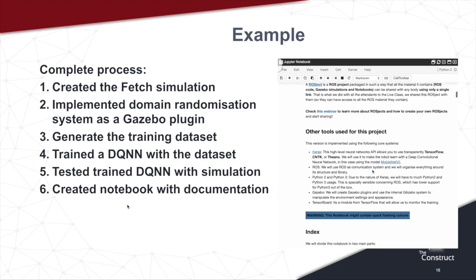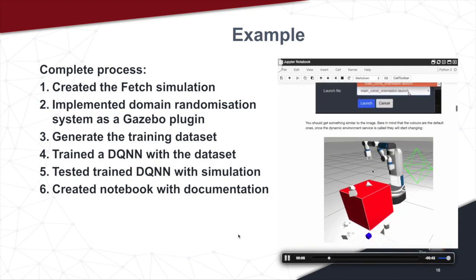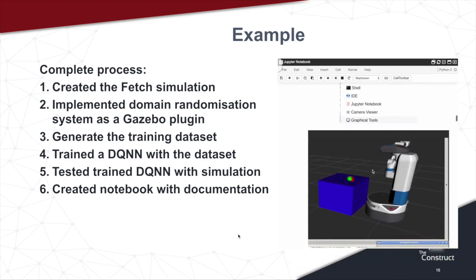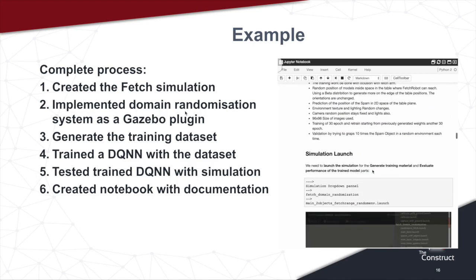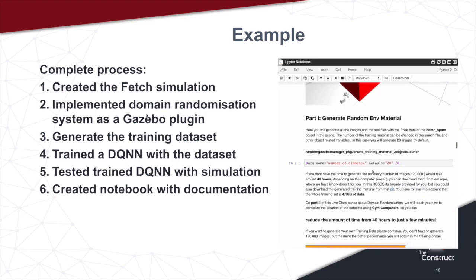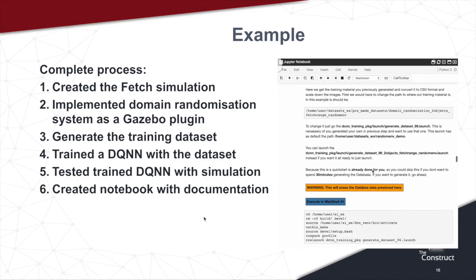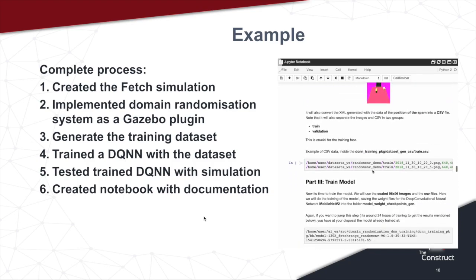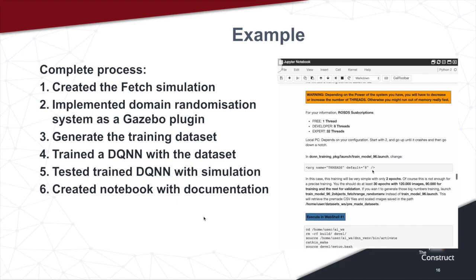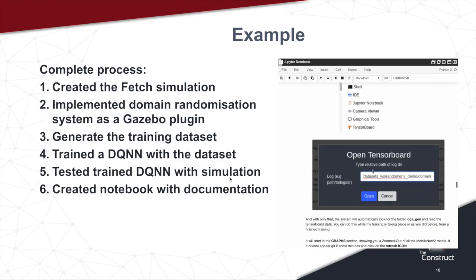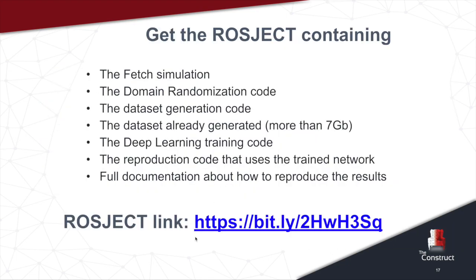Finally, we created a notebook with the full documentation that explains how to reproduce those results. It includes everything from how to create the data set, how to use the domain randomization system plugin, etc. It contains everything step by step with images, code, etc., as you can see, and, once you have the trained neural network, how to use it for recognition.